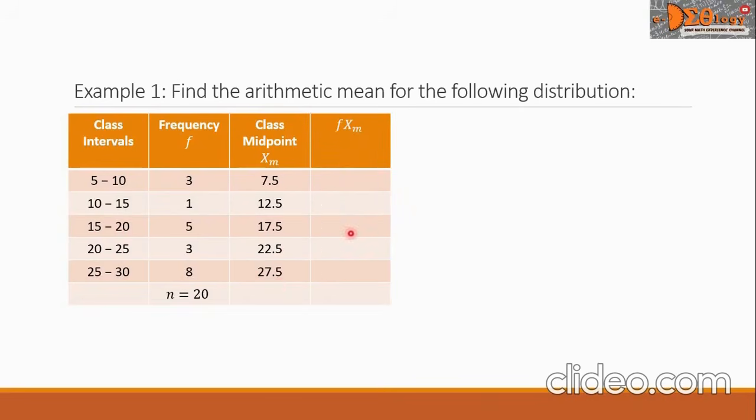And then we need another column for f times x sub m. It means for the first blank here, we're going to multiply this number 3 and 7.5. That is the frequency and the class midpoint respectively of the first class interval. So we have here 22.5. For the other blanks here, we will follow the same idea.